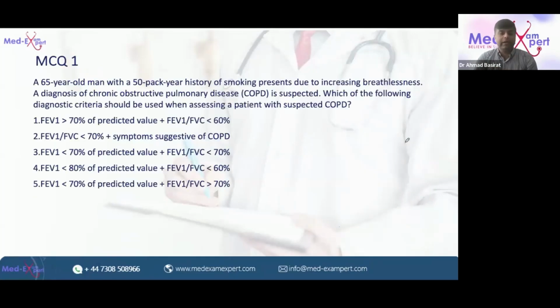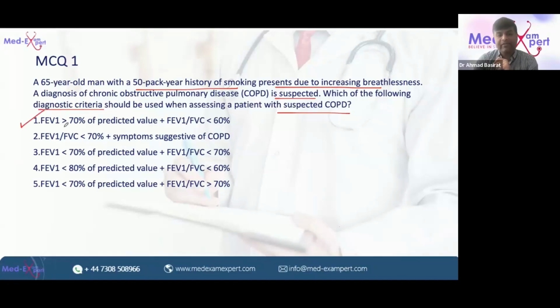Okay, let's do a little bit of brainstorming as we are going towards the end of the presentation. If you can put your answers in the chat box, I just want to have a feel and assess where you guys stand in terms of your preparation or your plan towards the MRCP. A 65-year-old man with a 50-year history of smoking presents due to increasing breathlessness. A diagnosis of COPD is suspected. Which of the following diagnostic criteria should be used when assessing a patient with suspected COPD? So I'm talking about a diagnostic criteria.